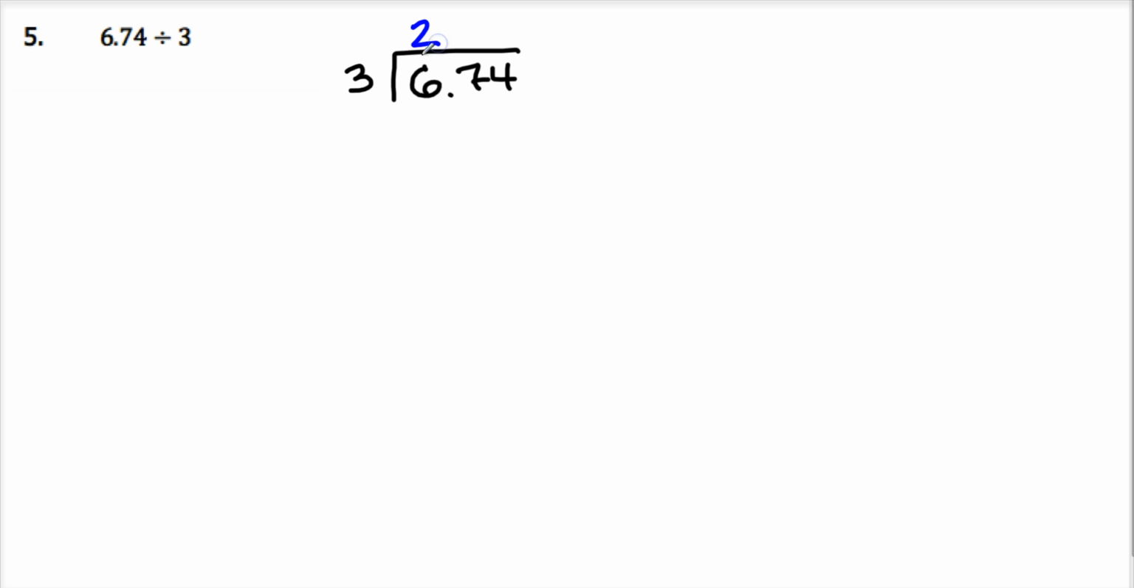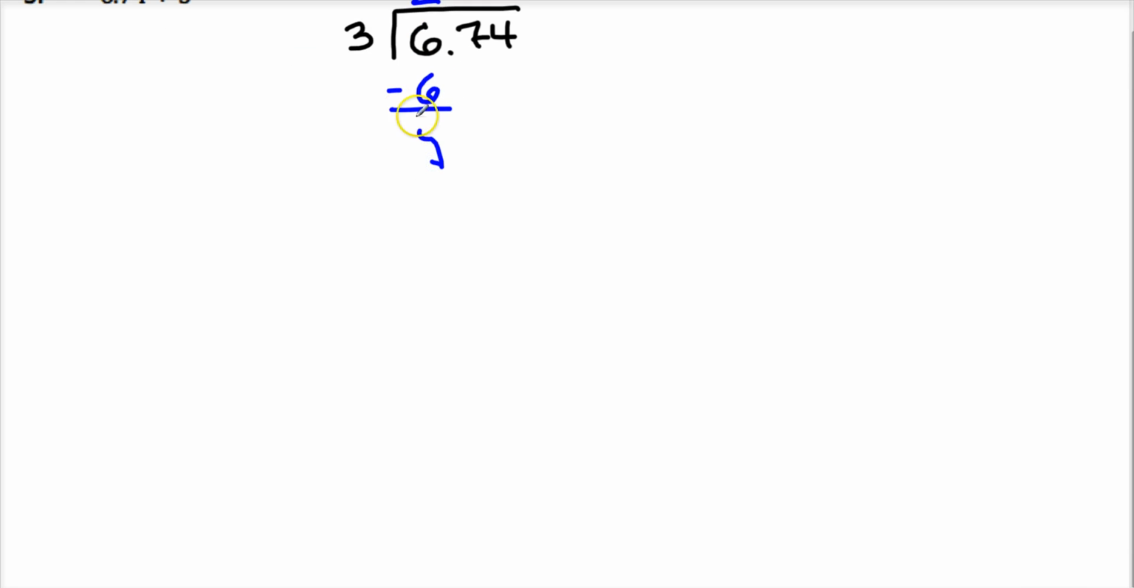Okay, so 3 goes into 6 2 whole times. So I can put a 2 here above my 6. Again, keep everything lined up in columns. 2 times 3 is 6. And when I subtract, I get 0. Oops. It's supposed to be a 0. There we go. And now I need to bring down a 7.